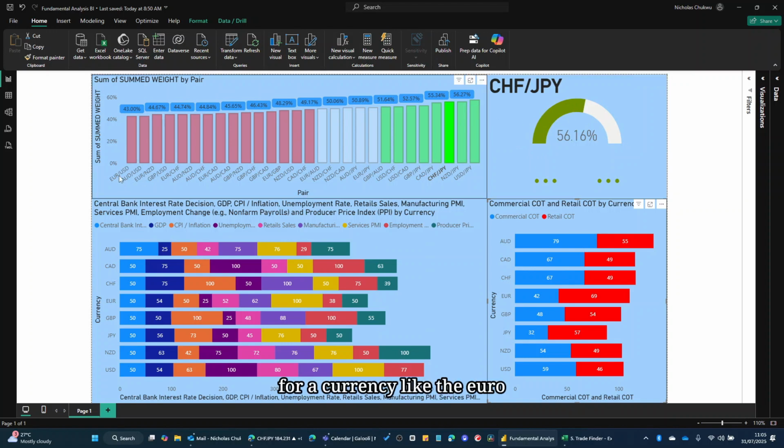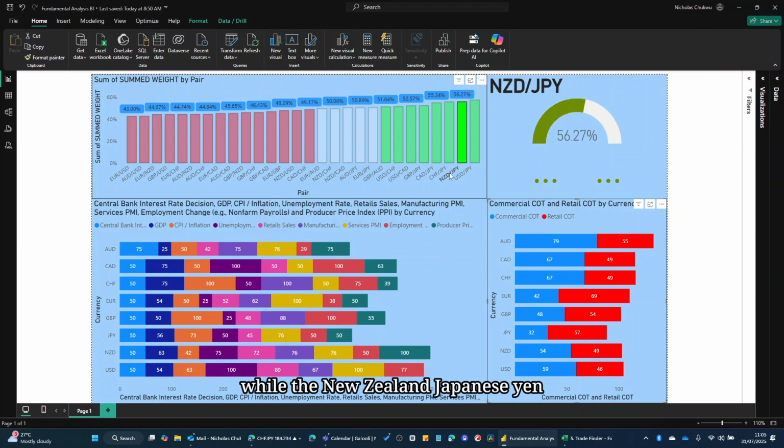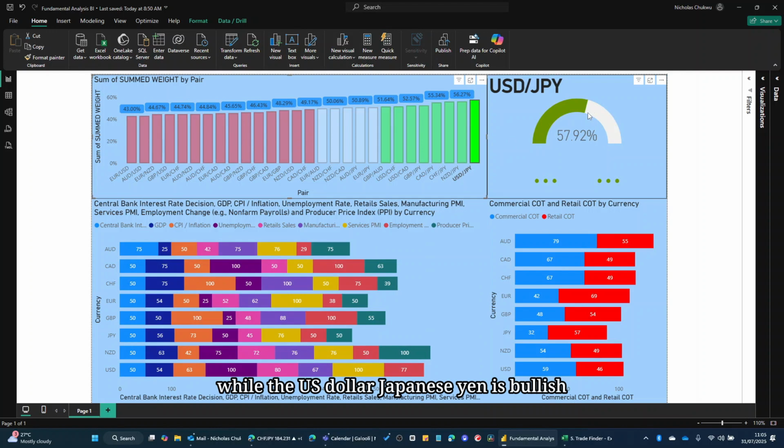For a currency like the Euro US dollar, you can see it's 43% based on the current news, while the New Zealand Japanese yen, while the US dollar Japanese yen is bullish. Going back to the Swiss franc Japanese yen, it is slightly bullish. So why should your bullish trade fail? Well, there's something called timing in the market. You know what you're doing, but you don't know when to do it.